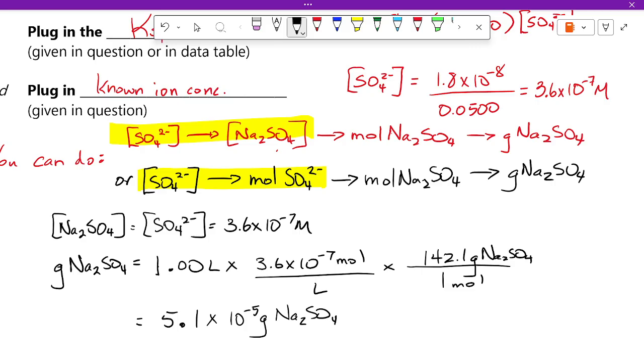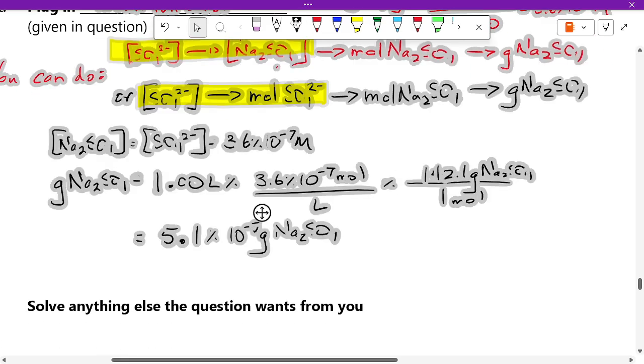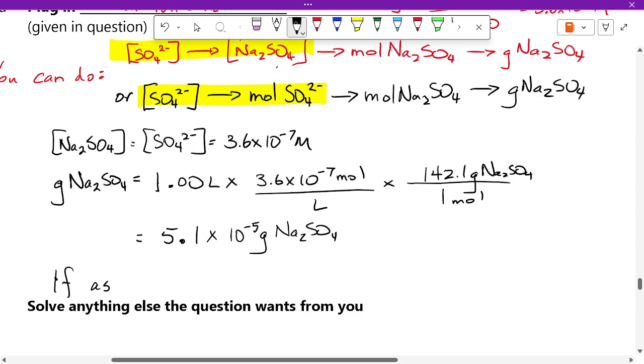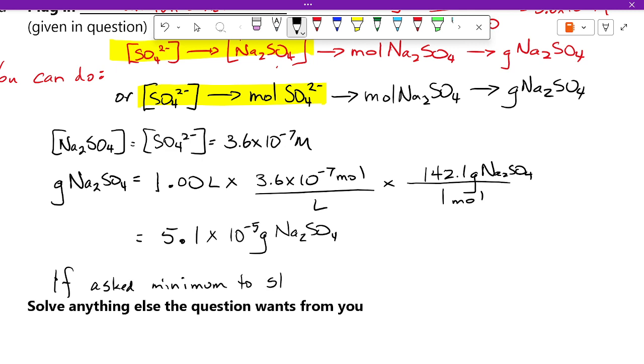Okay, so if I was asked for the minimum, I would put "any amount greater than" in my final answer. So basically you just have to answer it differently. Ask for the minimum instead, minimum to start a precipitate. You would just say greater than 5.1 times 10 to the negative 5 grams.